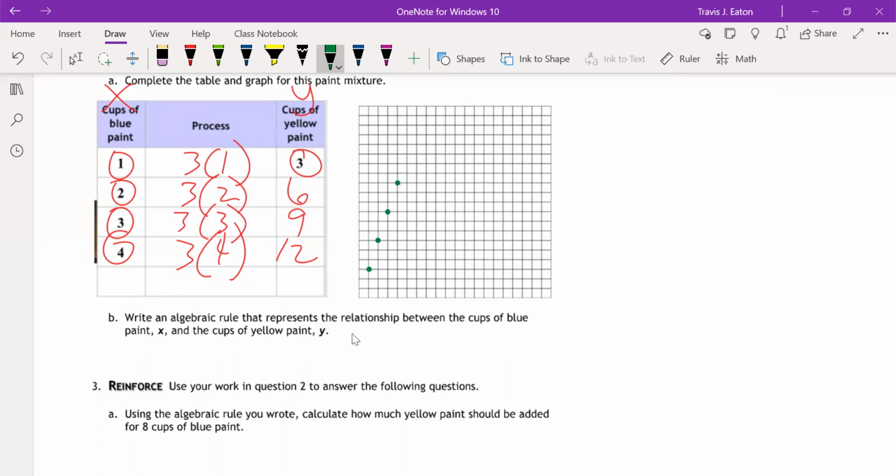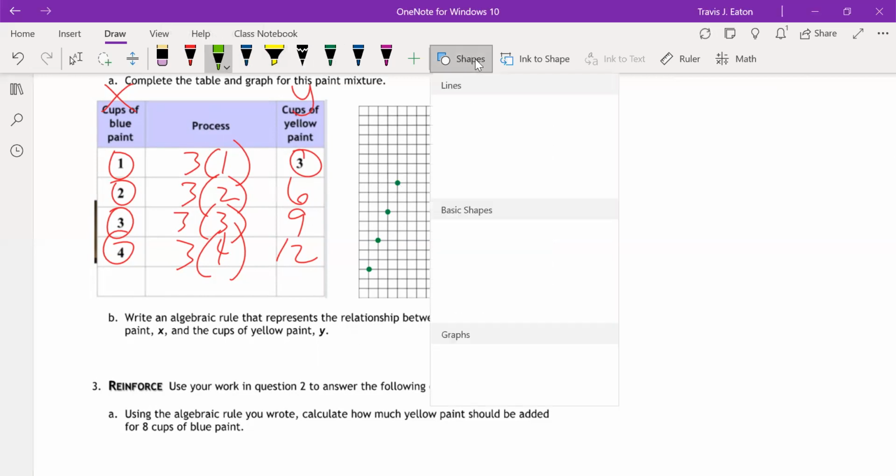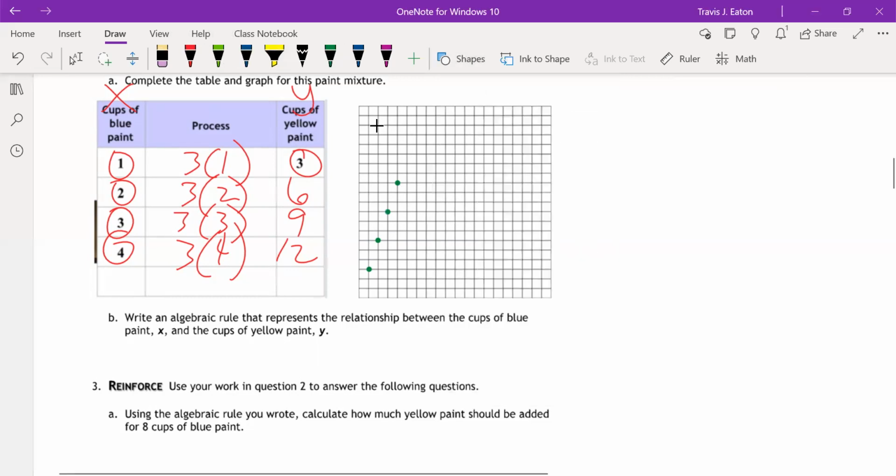Yep. And I would be willing to bet that if we connected those dots, it would be a straight line that would pass through the origin. What do you bet? Let's find out. Whoops, you got to start at the origin, Mr. Eaton. Sorry about that. Be better if I use my mouse.